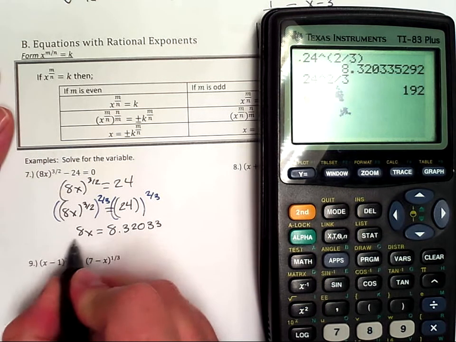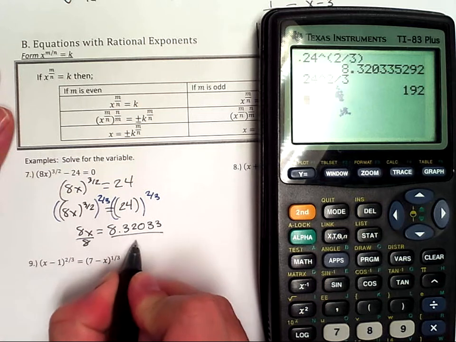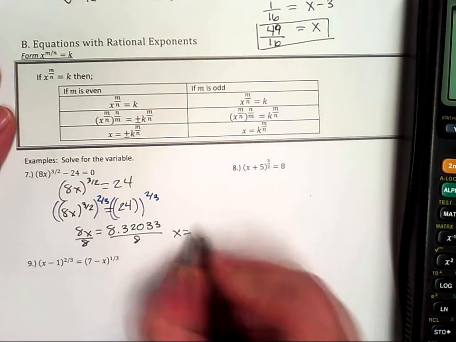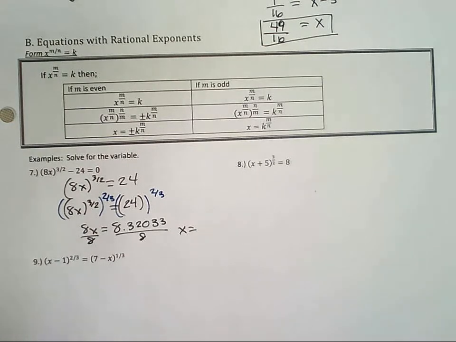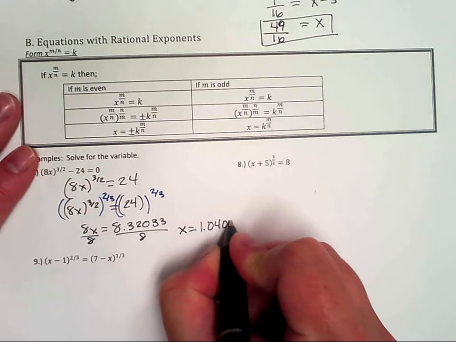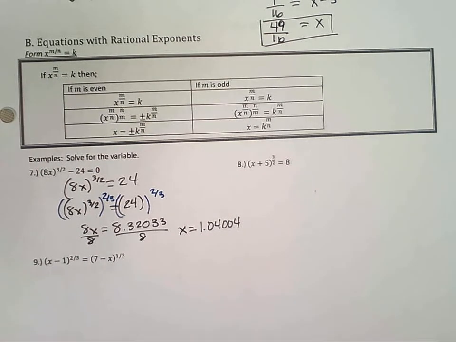Okay, so now I need to divide both sides by 8. And I get x equals what? What did you get? 1.04004. Is that what everybody else got?